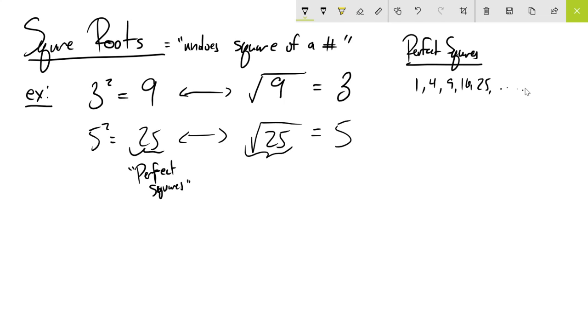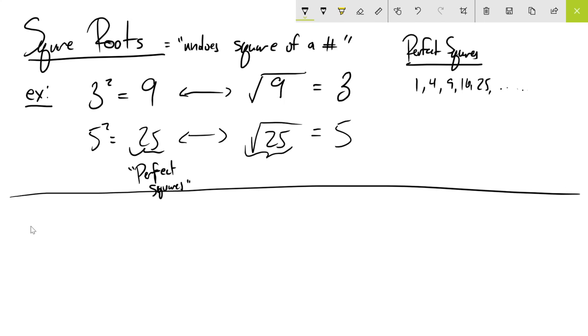But what happens is sometimes you'll have numbers that don't have perfect square roots. So, like the square root of 36 exists, right? What is the square root of 36? It's got to be 6, because 6 squared is 36, and your calculator will confirm it. But what happens if I try to take the square root of 30?